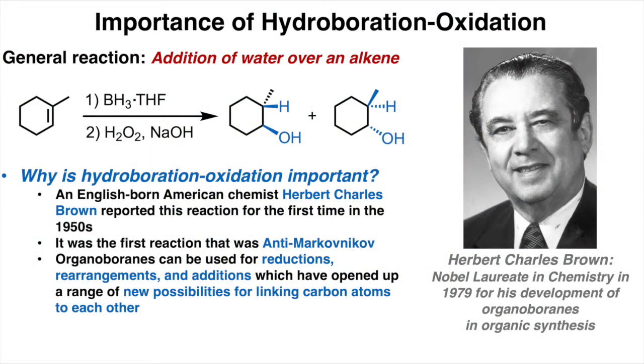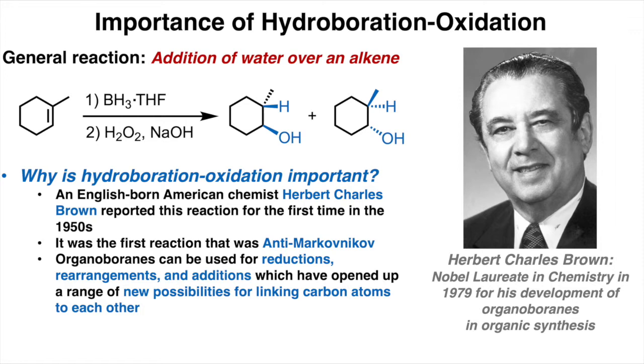Hydroboration-oxidation is a two-step reaction that converts alkenes into alcohols. This reaction was discovered by an English-born American chemist named Herbert Charles Brown in the 1950s, and it was an important reaction because it was the first one that was anti-Markovnikov.